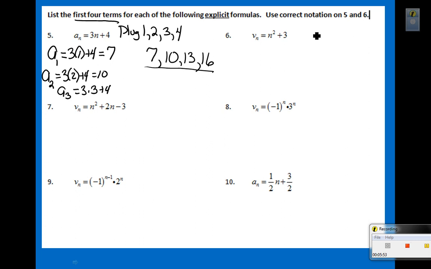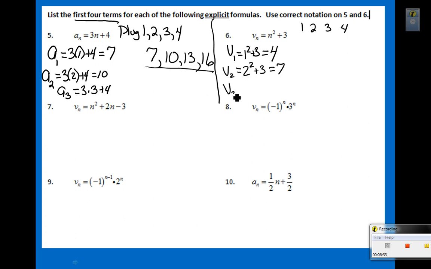So here's number 6. I'm going to plug in a 1, and then a 2, and then a 3, and then a 4. So the value of my first term, notice what I did there, guys? It doesn't matter. I used an A over here. I'm using a V here. The letters don't matter. So V sub 1 is going to be 1 squared plus 3, which is going to be 4. The value of my second term is going to be 2 squared plus 3. 2 squared is 4, plus 3 is 7.